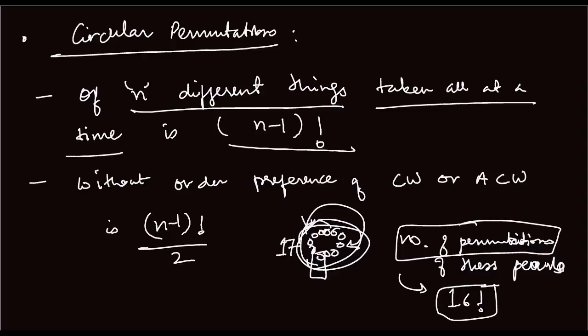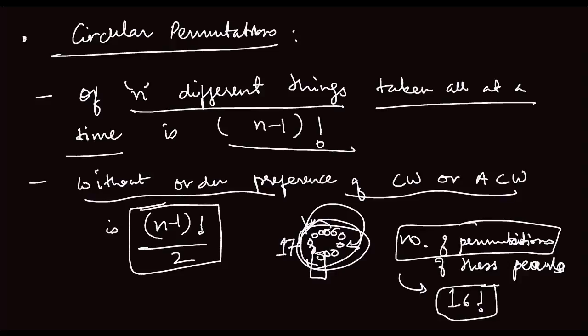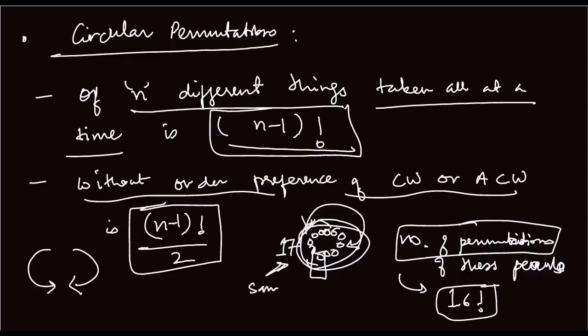So this is the formula for the number of circular permutations of n different things taken all at a time. Now without order preference of clockwise and anti-clockwise, it is just half of this. Why? Because if you see the clockwise as the same as the anti-clockwise, then you are counting it twice. So you have to divide it by 2 to get the right answer. This is the number of circular permutations without order preference, and it can be done when all these beads are different.